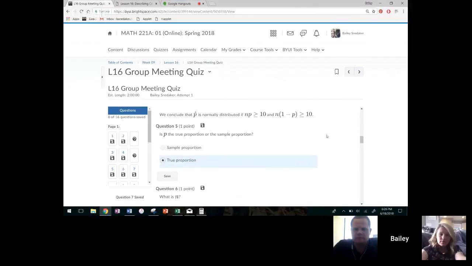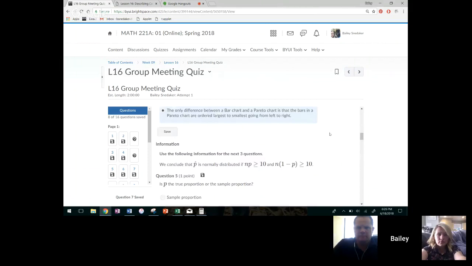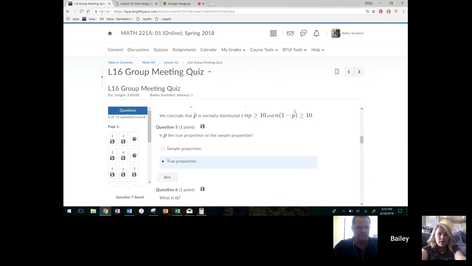Because 40 times 0.25, which is 1/4, is greater than or equal to 10. That would be the smallest number. That is right, because that's the smallest number. I see. Logically that makes sense, but now it really makes sense. Yep, sounds good. Okay, now we're ready.